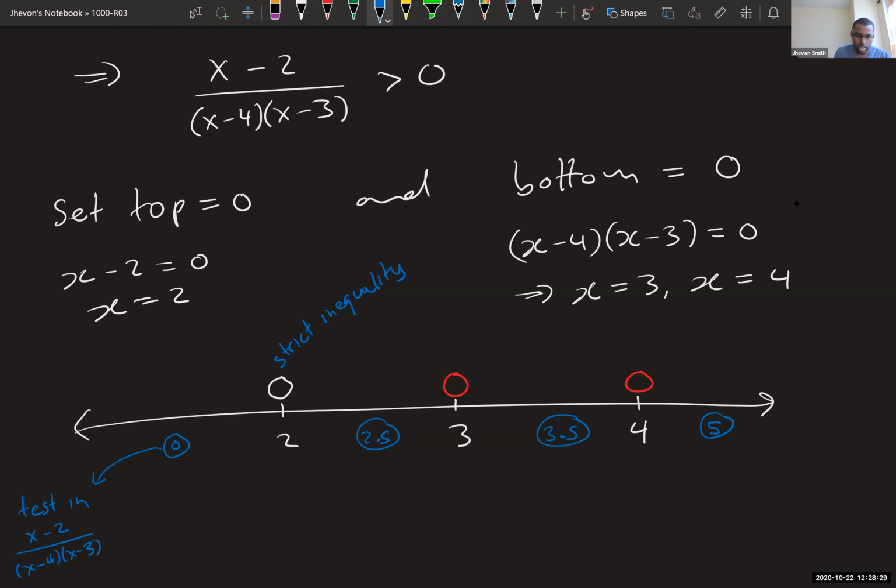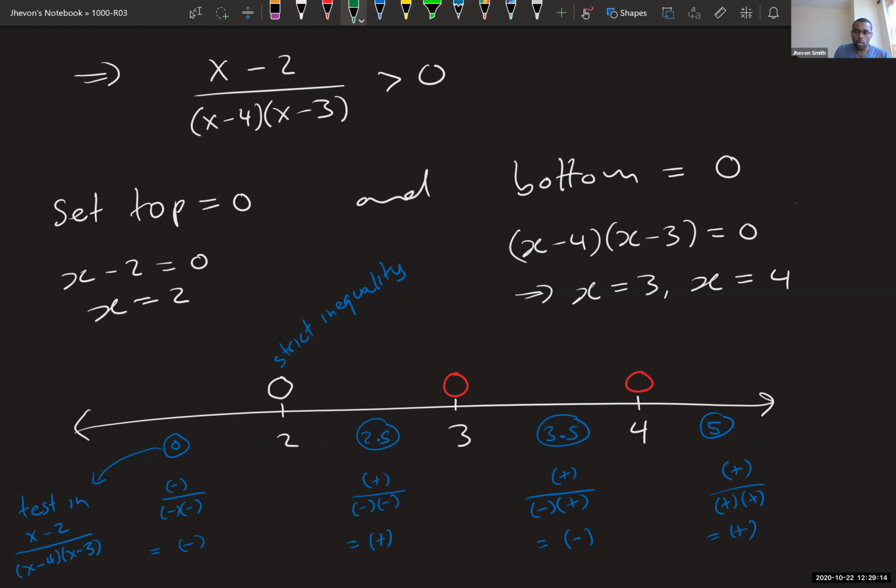So if I plug in a 0, the top is going to be negative, the bottom is going to be negative and negative. That would leave me with a negative. If I plug in 2.5, the top would be positive, the bottom would be negative times negative, so that means a positive. If I plug in 3.5, the top would be positive, this would be negative, and that would be positive. So overall, that gives me a negative. If I plug in 5, the top is positive, that is also positive, and that is also positive. So this gives me a positive.